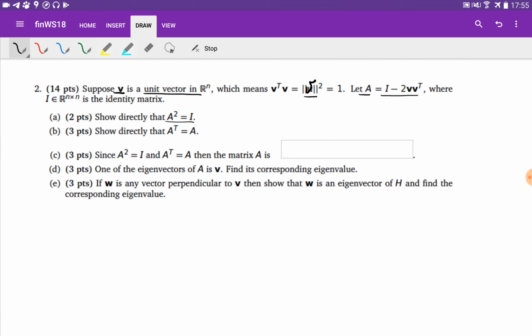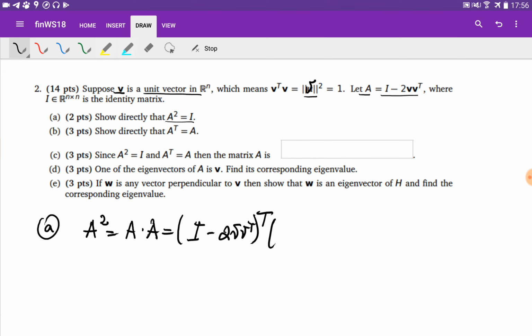So we need to show directly that A squared is equal to the identity. A squared means we need to multiply A by itself, which is going to be identity minus 2VV transpose, multiplied by identity minus 2VV transpose. So we need to open up the brackets.